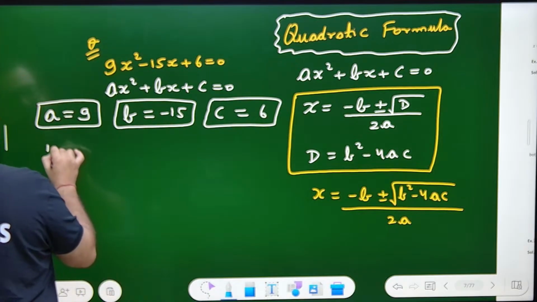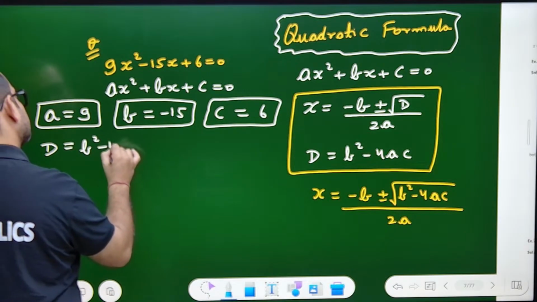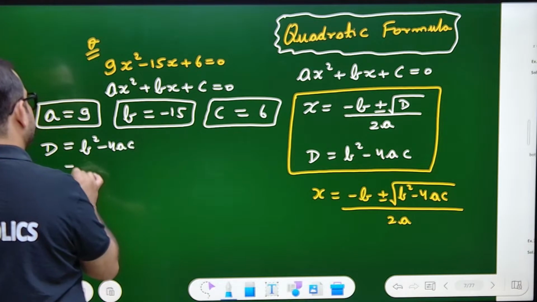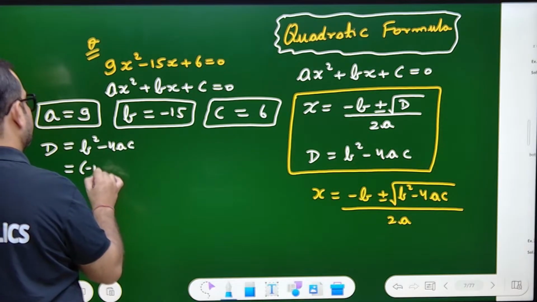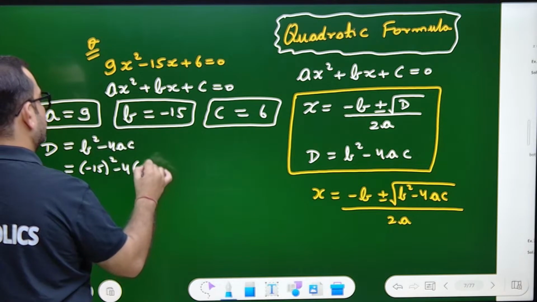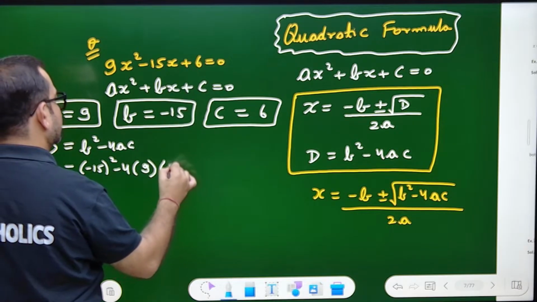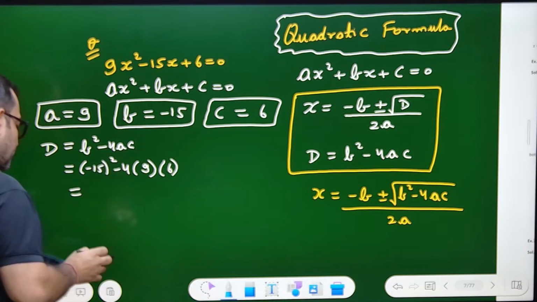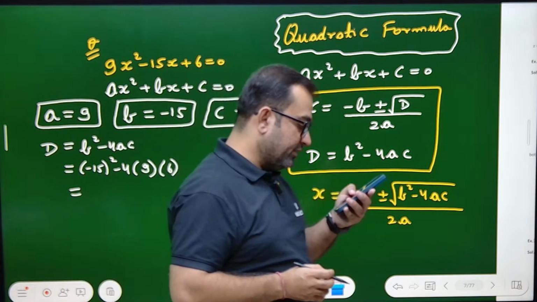So we'll write first D. D is B square minus 4AC. That means what is B? B is minus 15 whole square minus 4 into A is 9. What is C? C is 6. So 15 square is what? Anyone in the comments? Fast.